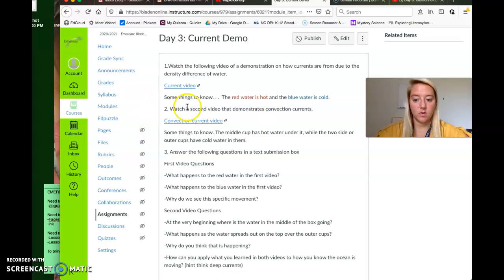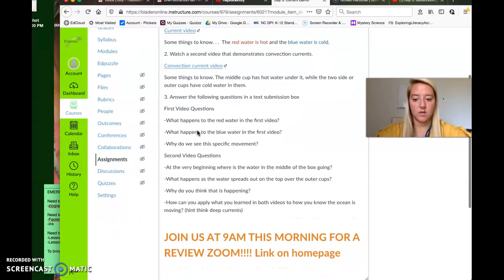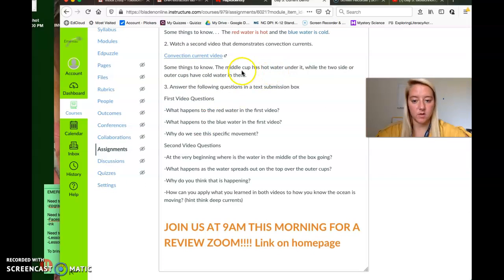Number 2, you're going to watch a second video that demonstrates convection currents. The video link is right there. Some things you need to know if they don't explain it to you. The middle cup has hot water in it, or it is a warmer system. The two sides or the outer cups have cold water in them. Step number 3 is to answer the following questions in the submission box.